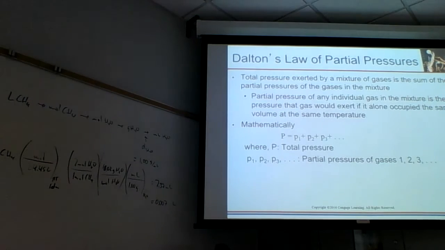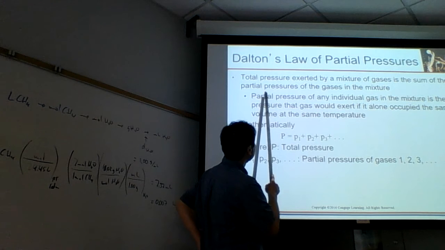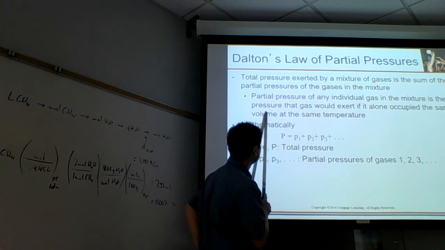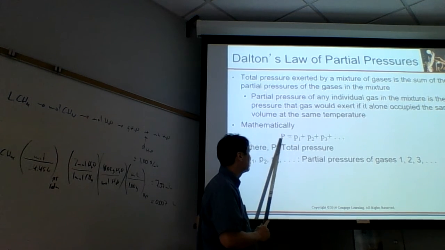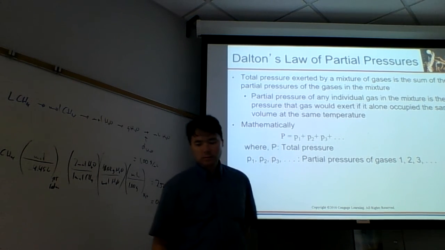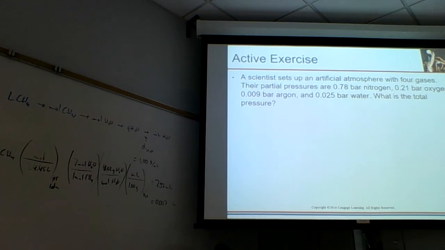Dalton's law of partial pressure. The total pressure exerted by a mixture of gases is the sum of the partial pressures of the gases in the mixture. The partial pressure of any individual gas in the mixture is the pressure that the gas would exert if it alone occupied the same volume at the same temperature. Mathematically, the total pressure is equal to the sum of what we call the partial pressures, P1, P2, P3. Let's see this in action here.